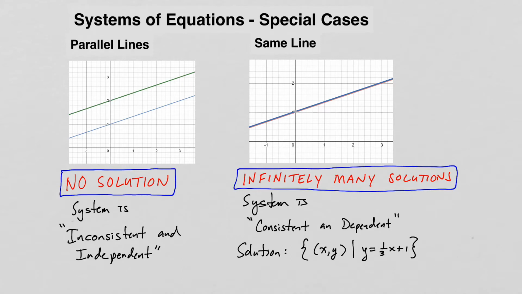So here we have systems of equations, special cases. There are two special cases. One is that if you're graphing two lines, the lines could be parallel to each other. And if they are parallel, then that means they do not intersect. And if they do not intersect, they have no solution, meaning the system of equations would have no solution. And in this case, we call the system inconsistent and independent. Inconsistent simply means there is no solution.